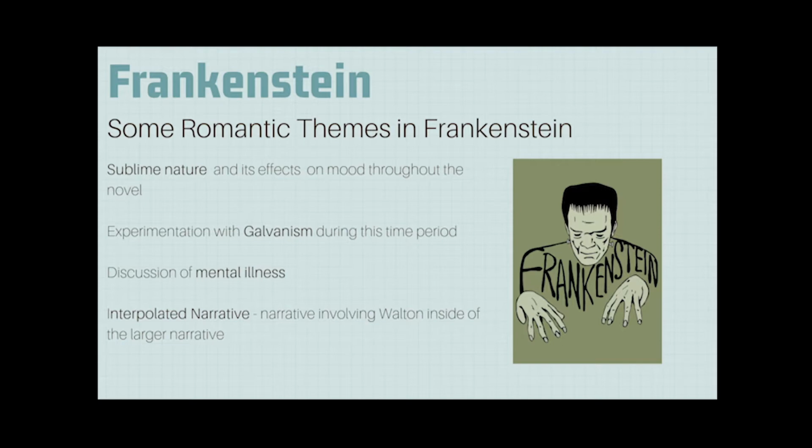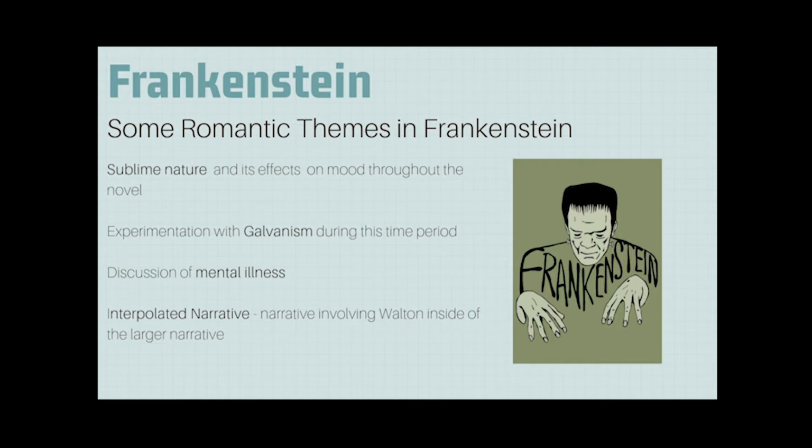The first one is the sublime nature and how it brings together terror and beauty to affect the mood throughout the novel. Let's talk about what the sublime is. This is the quality of greatness that is beyond calculation, measurement, or imitation for us as humans. One example Mary Shelley uses is the fog during Walton's voyage. These descriptions of nature throughout the novel not only push the plot forward, but affect the characters' moods.